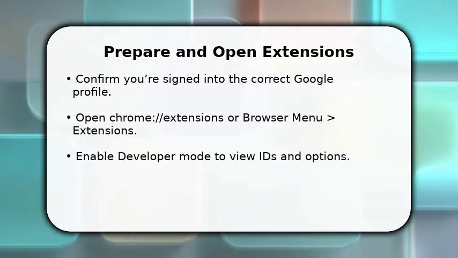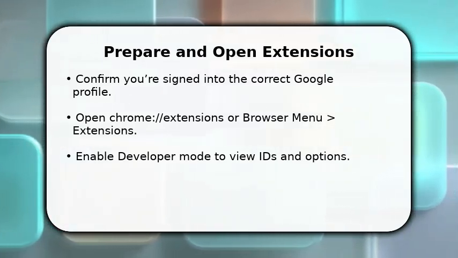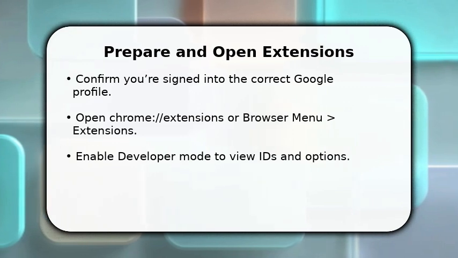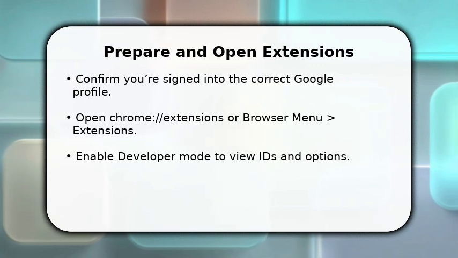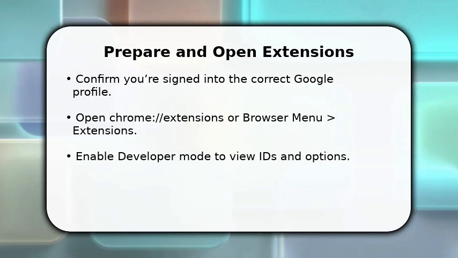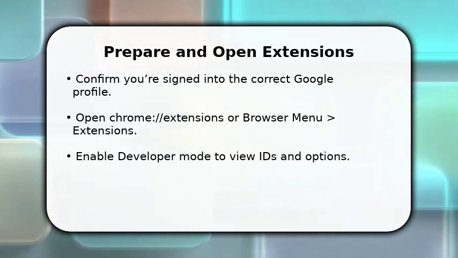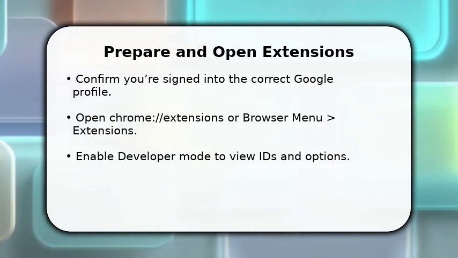You'll start by confirming you're in the right Google profile. Once done, open extensions directly at chrome://extensions, or via the menu More Tools, Extensions. You want developer mode enabled so you can see extension ID, detailed options, and the source. If an ad blocker came with a policy or enterprise tag, note that label now.